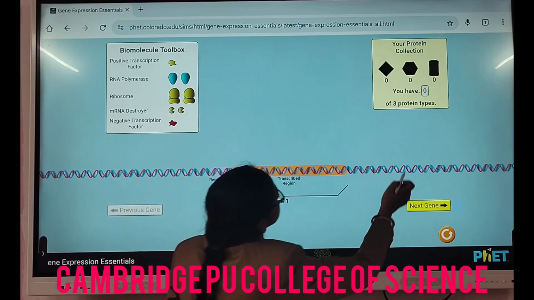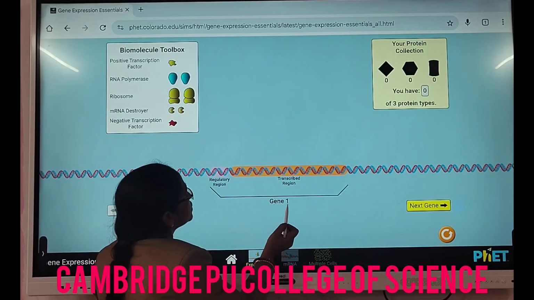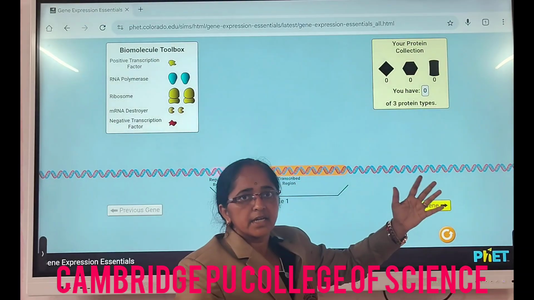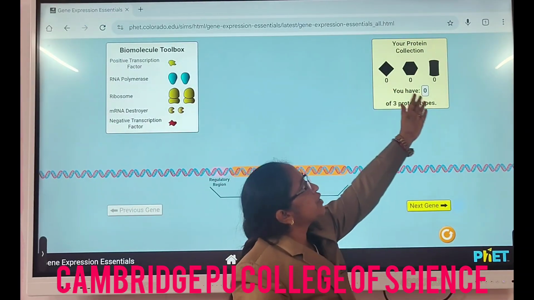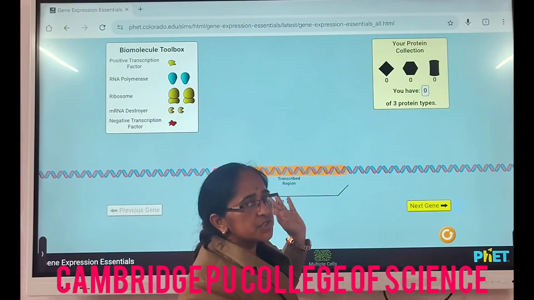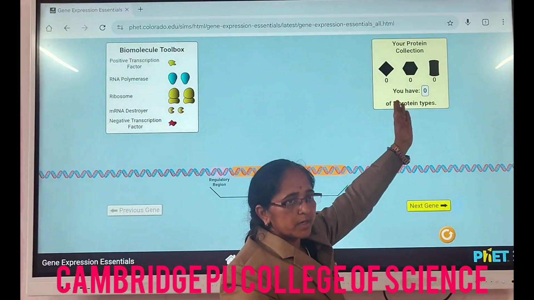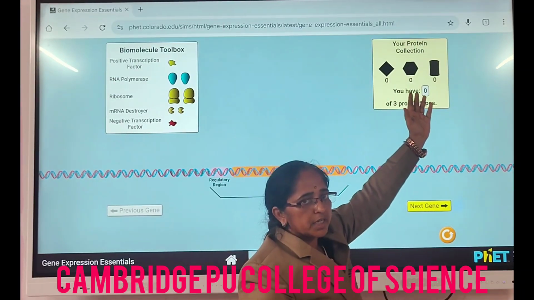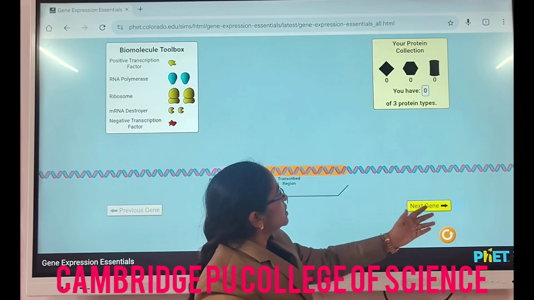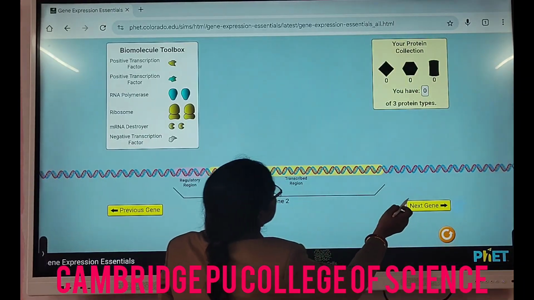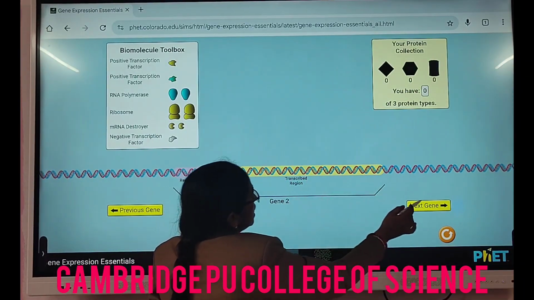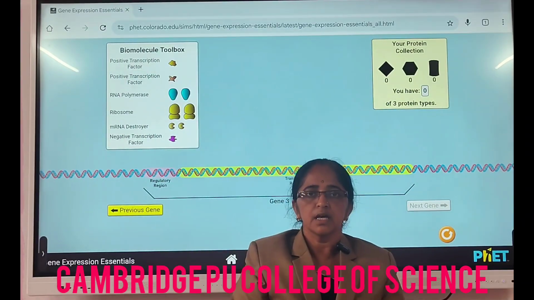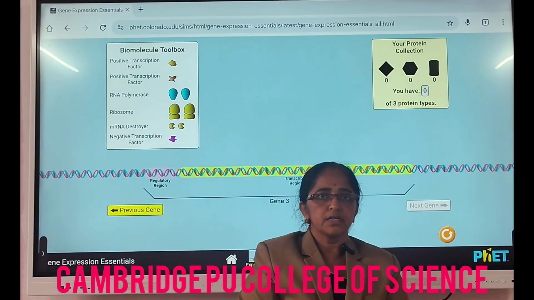Based on what kind of gene is here, it is decided in the cell what kind of proteins will be formed. If it is gene 1, one kind of protein will be formed. If it is the next gene, another kind of protein is formed, and another for the next gene, like I have shown just now. So for different genes, different kinds of proteins are formed, and based on these proteins, the body characters are expressed.